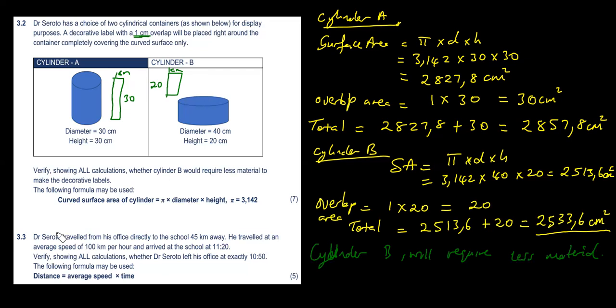So now the next question says Dr. Seroto traveled from his office directly to the school 45 kilometers away. He traveled at an average speed of 100 kilometers per hour and arrived at the school at 11:20. Verify, showing all calculations, whether Dr. Seroto left his office exactly at 10:50. The following formula may be used.